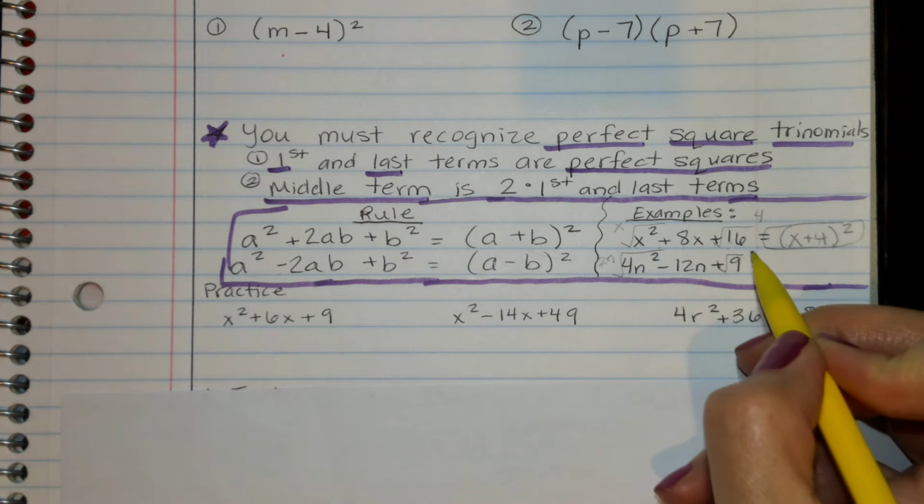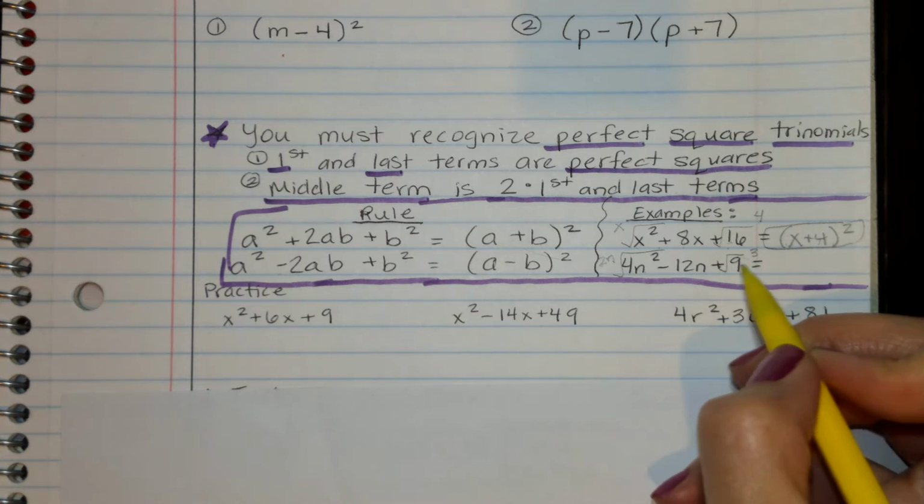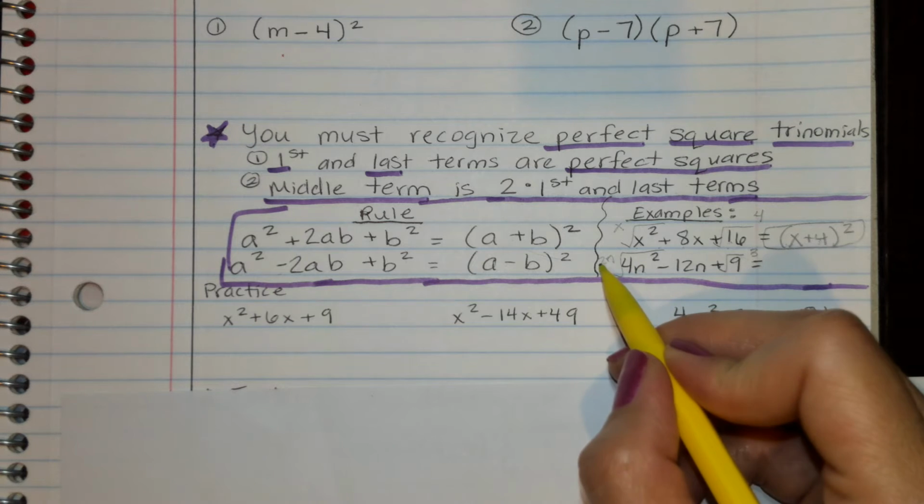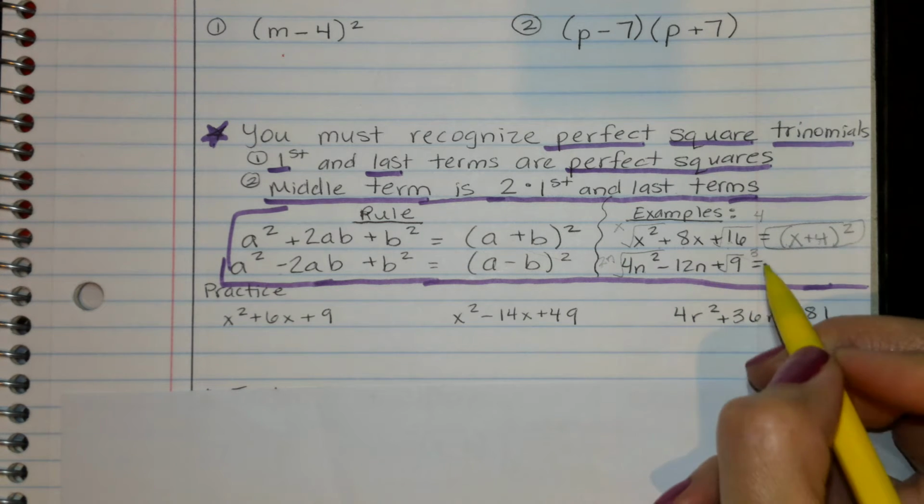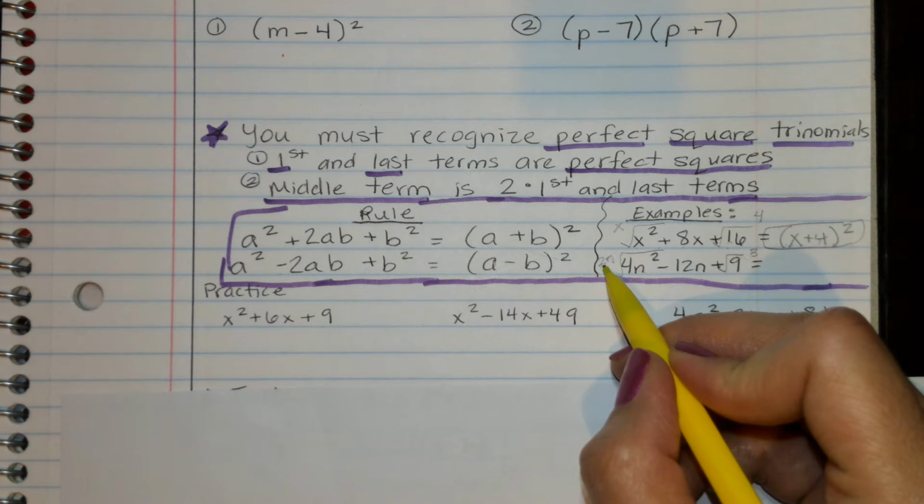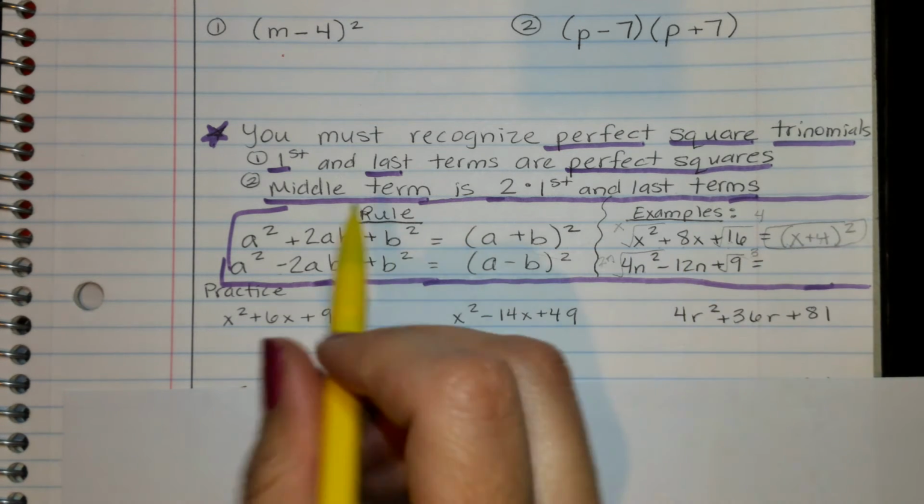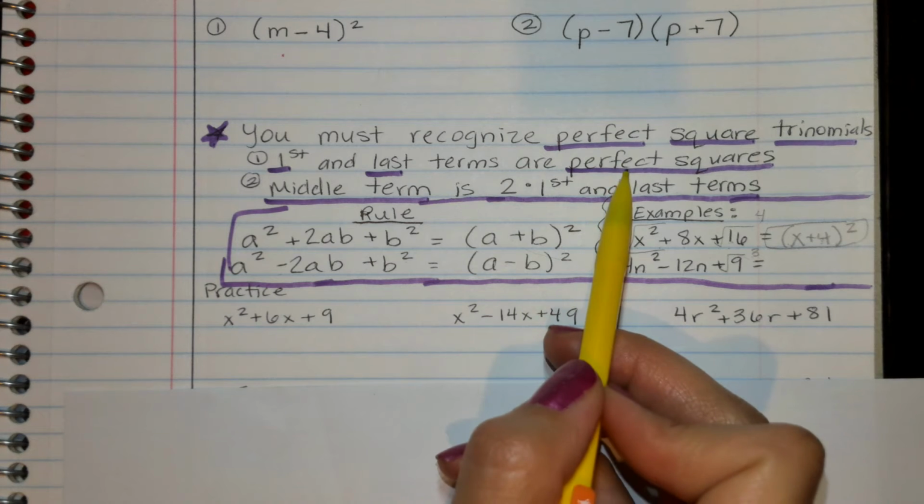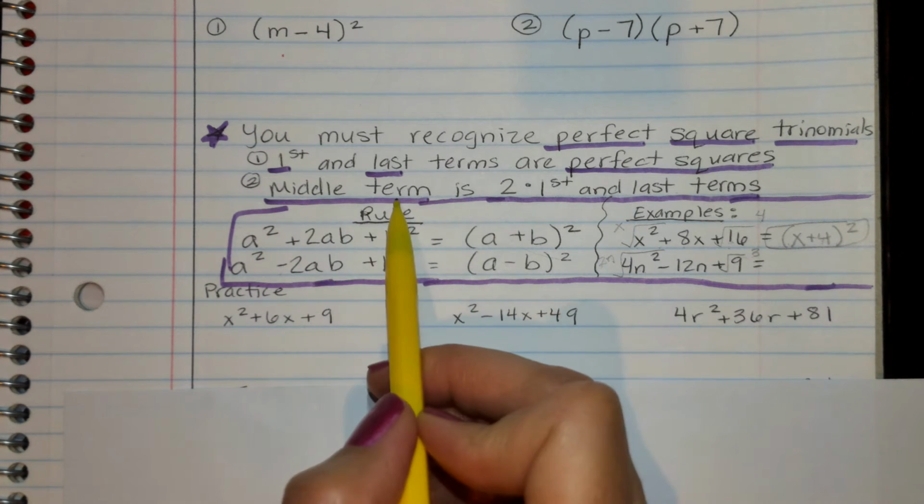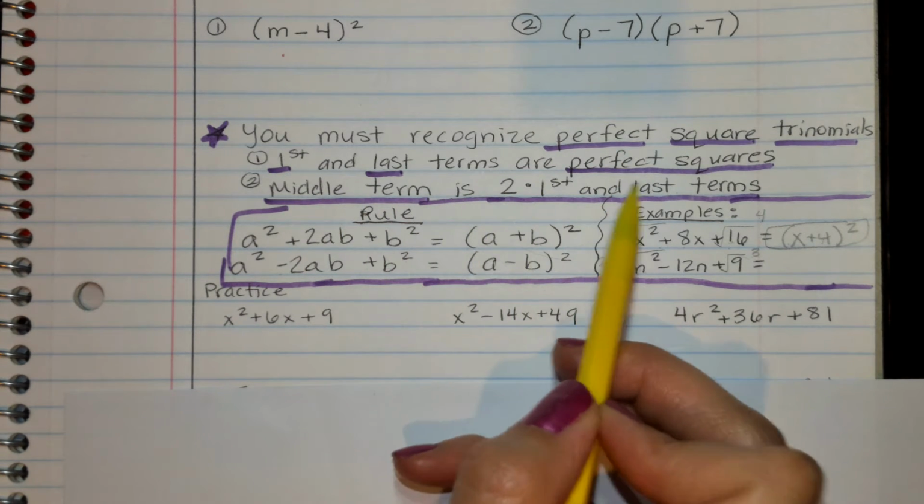The square root of 9 is 3. So if I multiply them together and times it by 2, does it equal 12? 3 times 2n is 6n. 6n times 2 is 12. So I'm checking, is the first and last term a perfect square? Is the middle term 2 times the first and last terms?